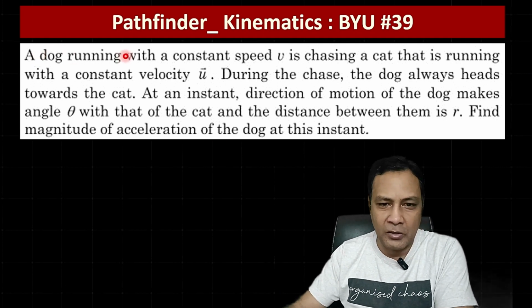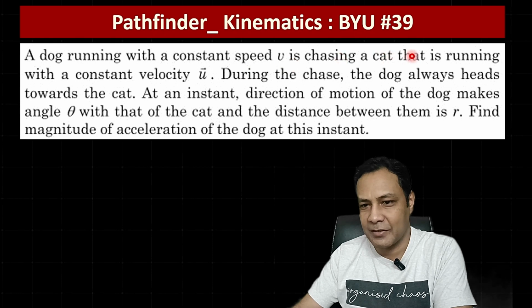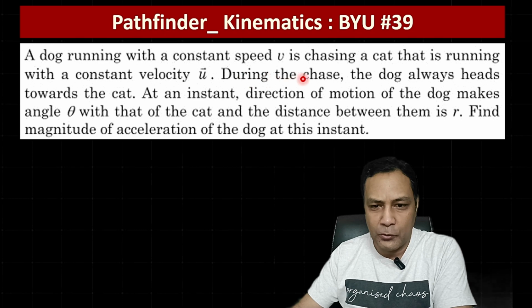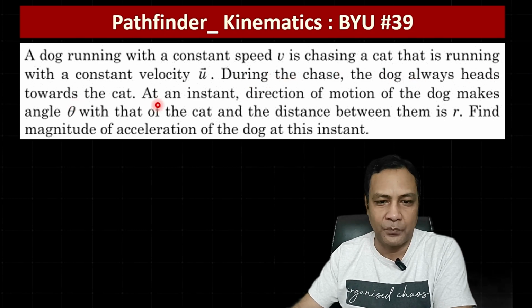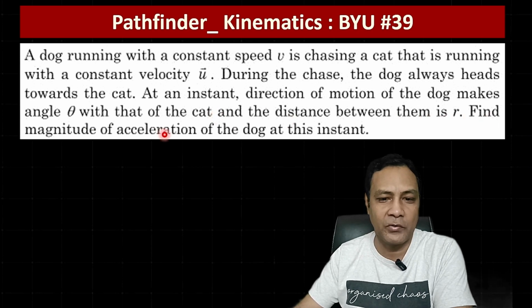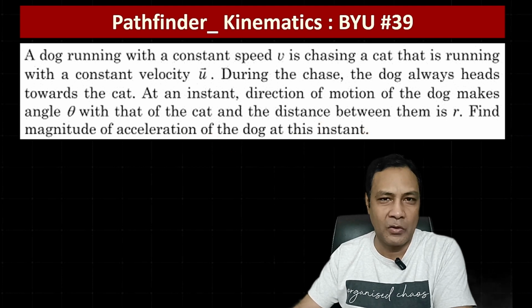A cheetah running with a constant speed v is chasing a gazelle that is running with a constant velocity u vector. During the chase, the cheetah always heads towards the gazelle. At an instant, the direction of motion of the cheetah makes an angle theta with that of the gazelle, and the distance between them is r. Find the magnitude of acceleration of the cheetah at this instant. So let's proceed to solve this question.